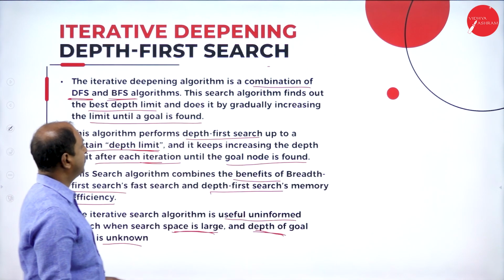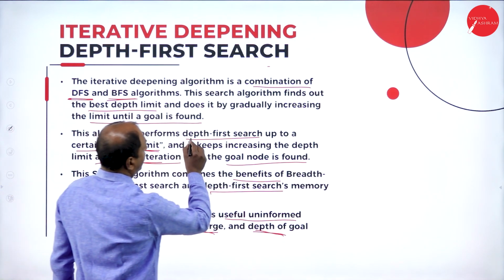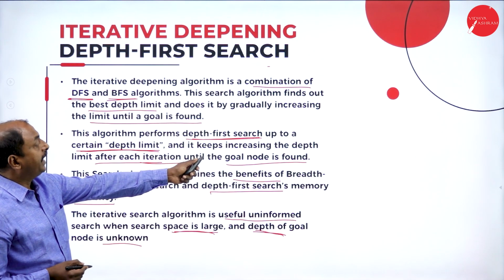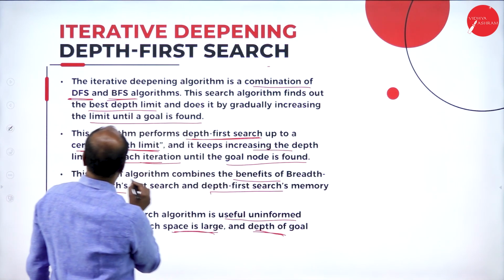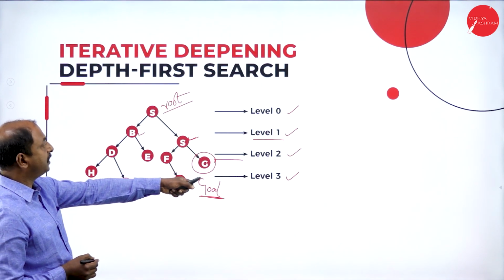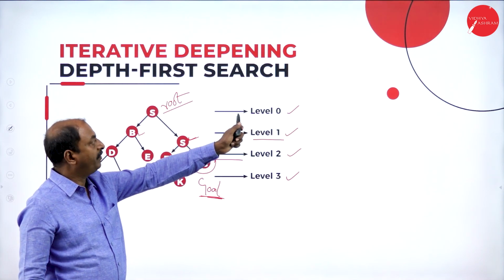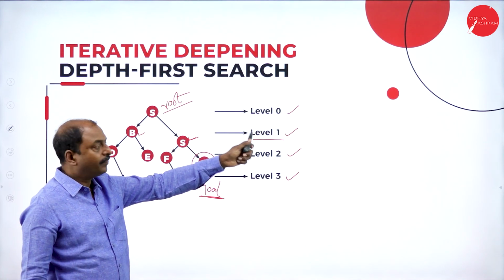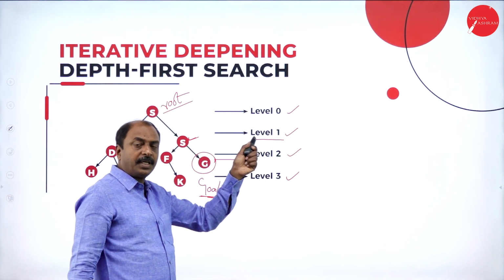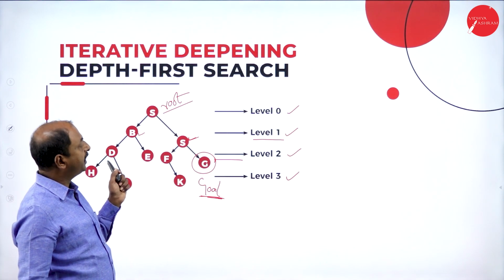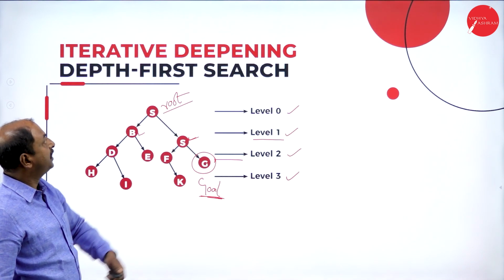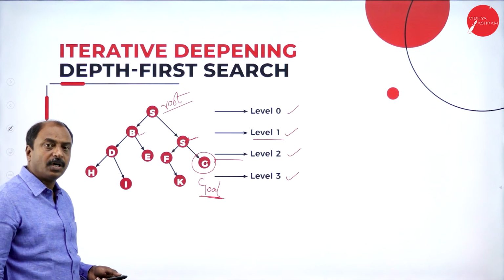That is what we have seen in the definition here. It performs depth first search up to a certain limit. It keeps increasing the limit, increasing the depth, until the goal node is found. If the goal node is not found in level 0, it extends the limit to level 1, then does the search operation. If the goal node is not found here, it increases the limit to the next level, so that it proceeds till it reaches the goal node. So this is the iterative deepening depth first search algorithm.